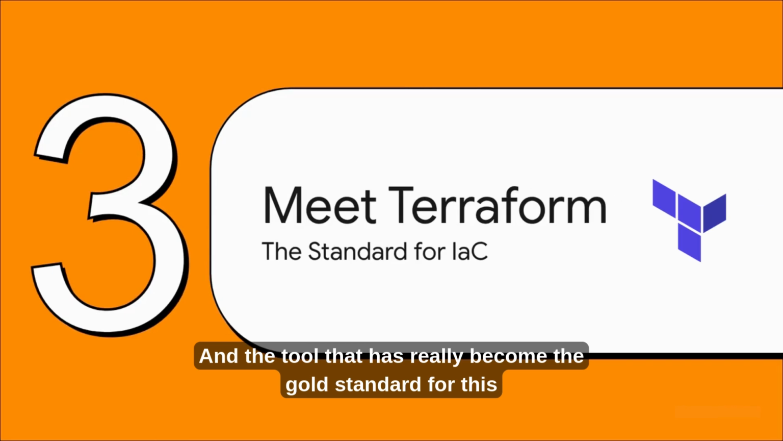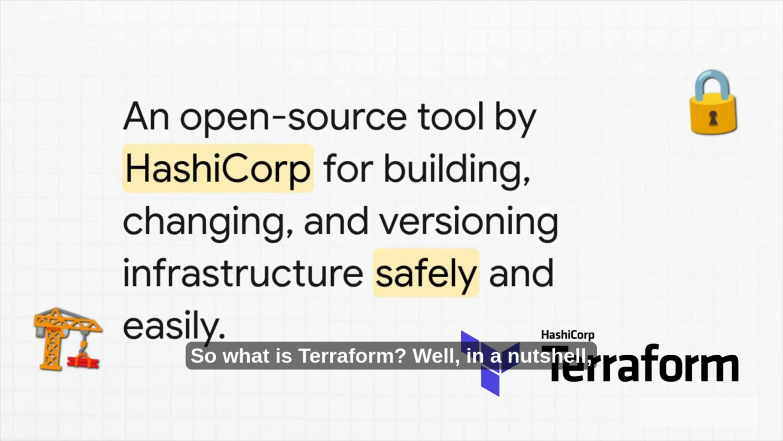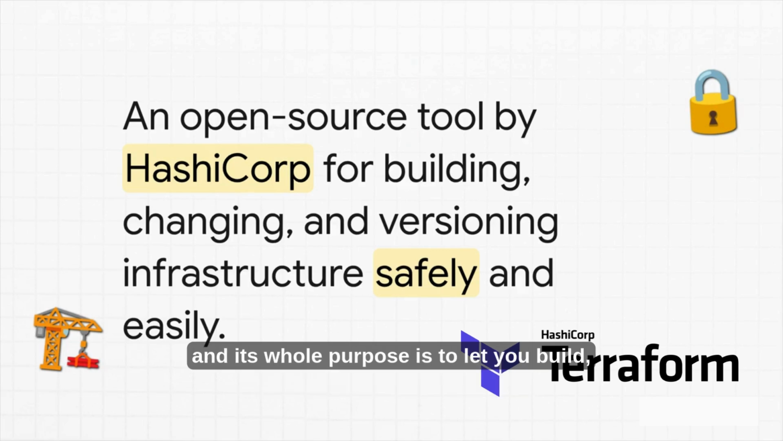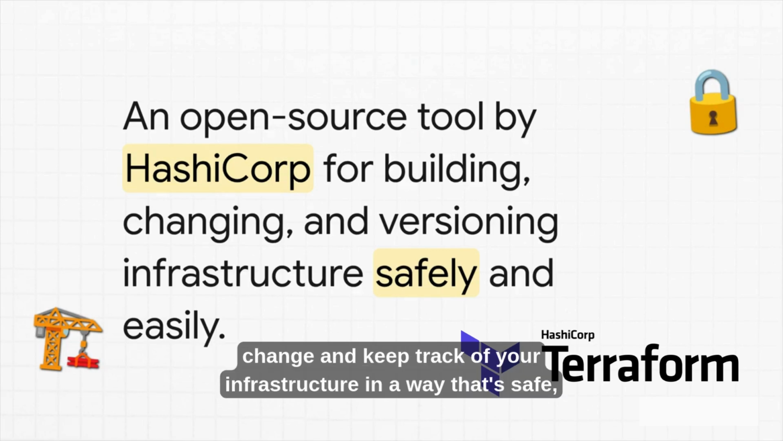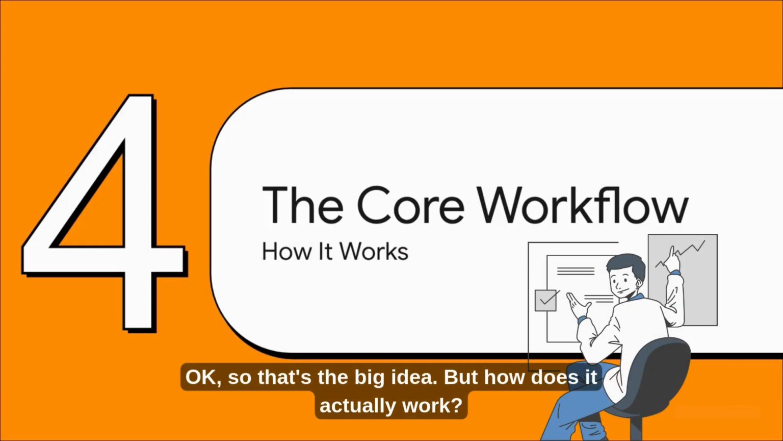And the tool that has really become the gold standard for this declarative approach is Terraform. This is the hero of our story today. It's the GPS that takes our infrastructure blueprint and turns it into a reality. So what is Terraform? Well, in a nutshell, it's an open source tool made by a company called HashiCorp, and its whole purpose is to let you build, change, and keep track of your infrastructure in a way that's safe, efficient, and totally repeatable.